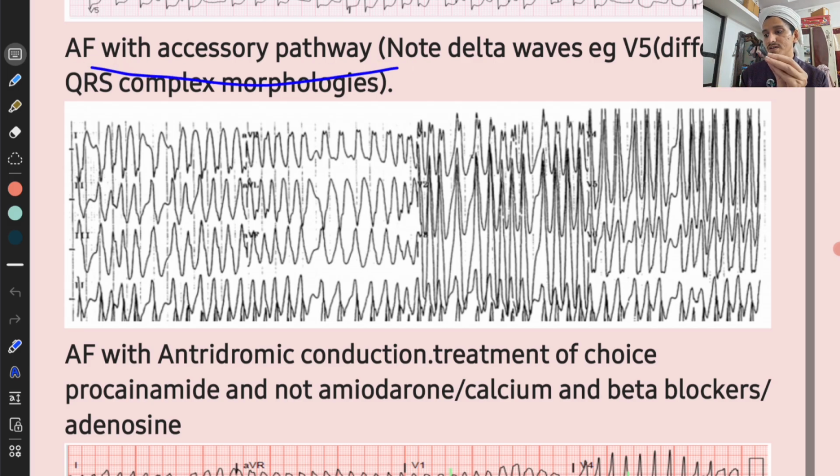But there is no antidromic conduction here. Here there is antidromic conduction. The drug of choice is procainamide.